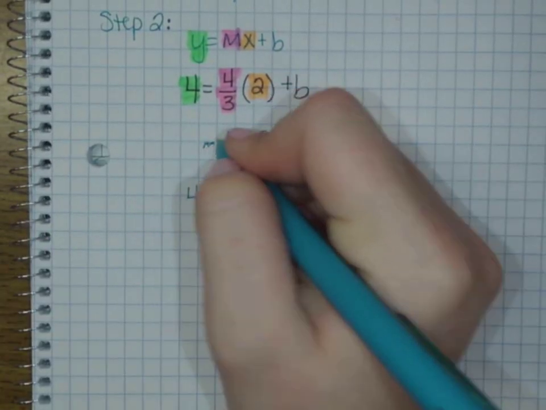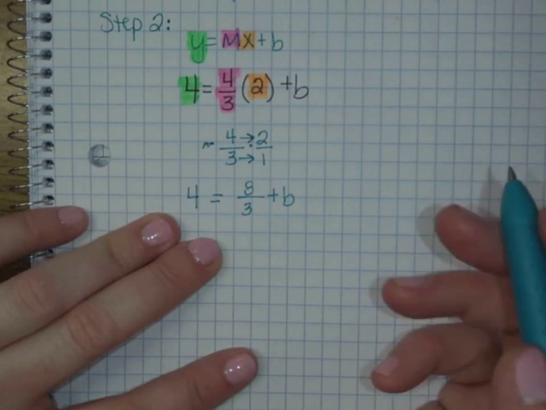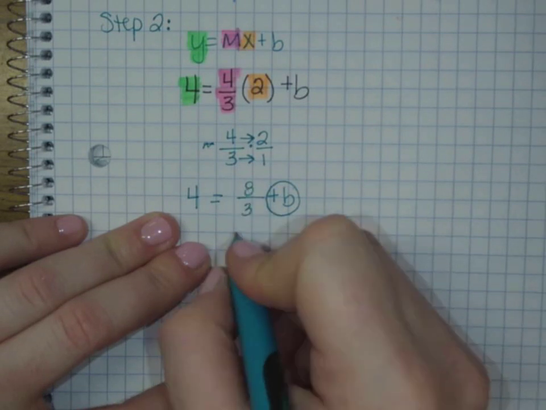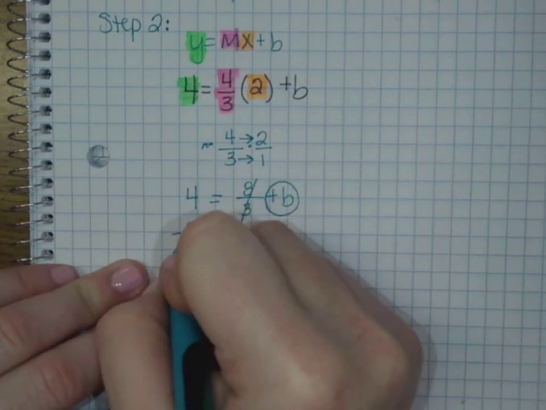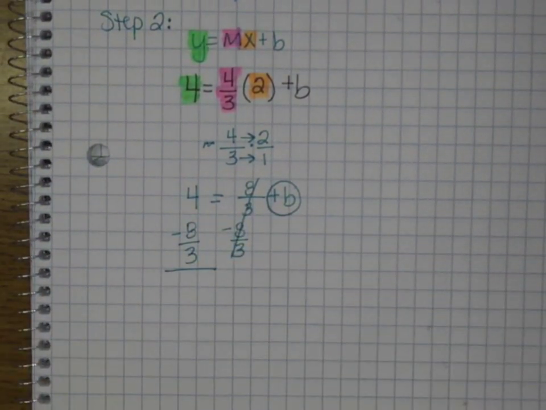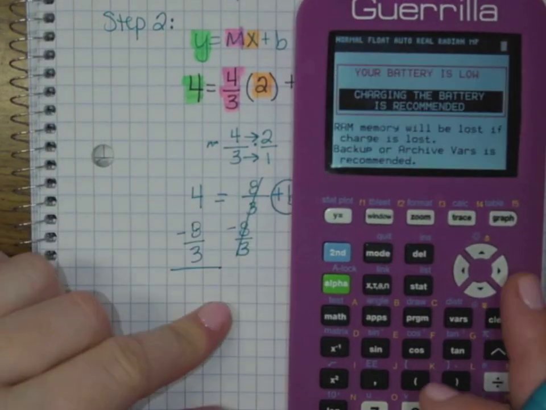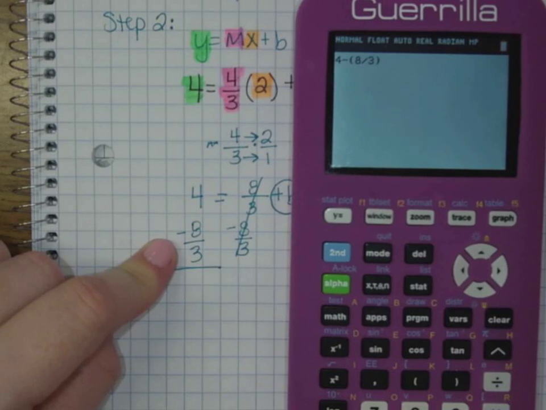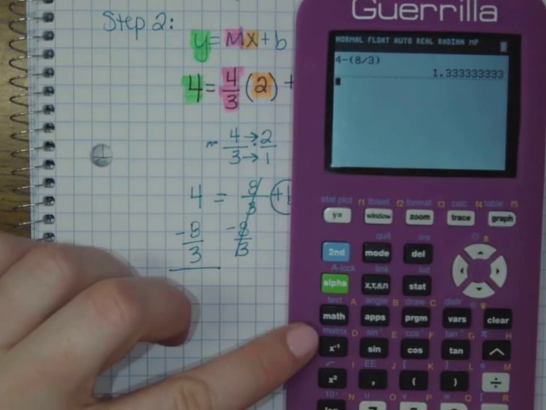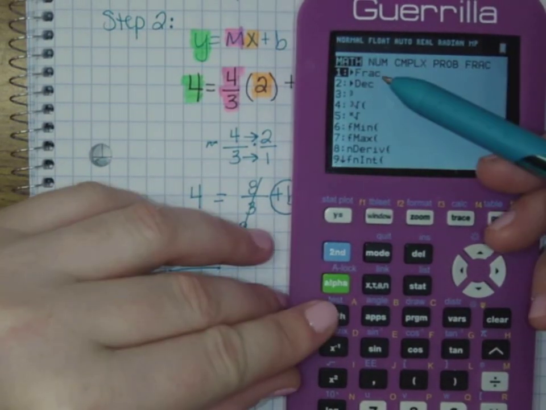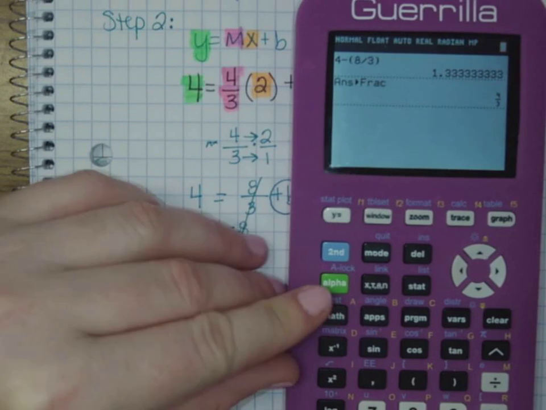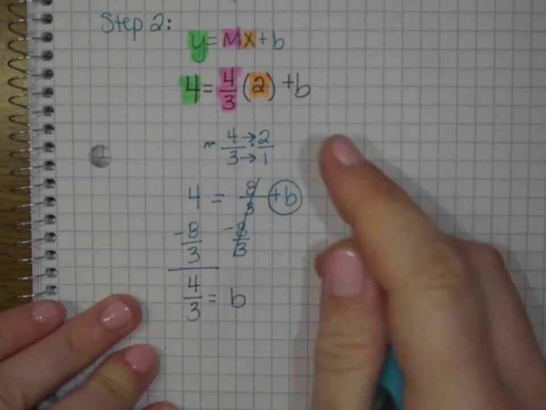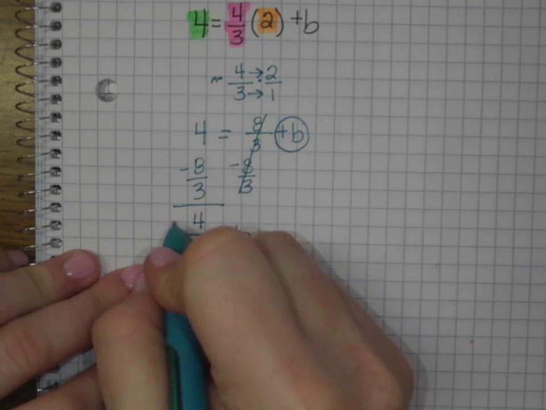Bring down that 4. Okay, we're solving for b. So notice it's a positive 8/3, so I'm going to subtract 8/3 and subtract 8/3. Grab my calculator. Okay, so I'm going to do 4 and then minus and put parentheses 8/3. And I get 1.333, or math enter. Notice if I hit math, see how it says FRAC, that stands for fraction, and then hit enter again. So the answer is 4/3. Or you could leave it as a decimal in this case. We never leave the slope as a decimal, but you could leave the b as a decimal if you wanted.